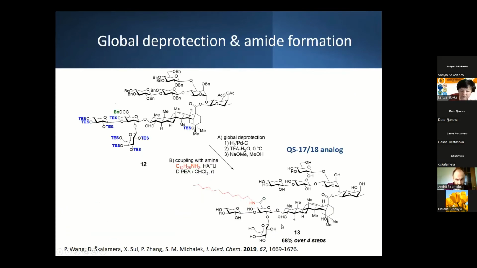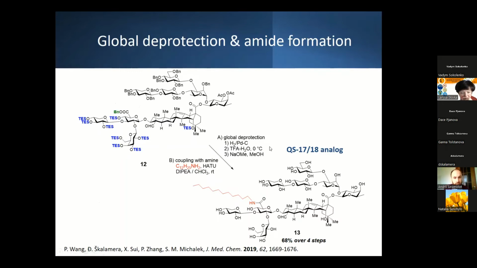The next step was global deprotection, so removal of all of those protective groups, and formation of an amide on this side to install this alkyl chain. That way we obtained our QS1718 analog, and we had a compound for immunoadjuvant activity testing.